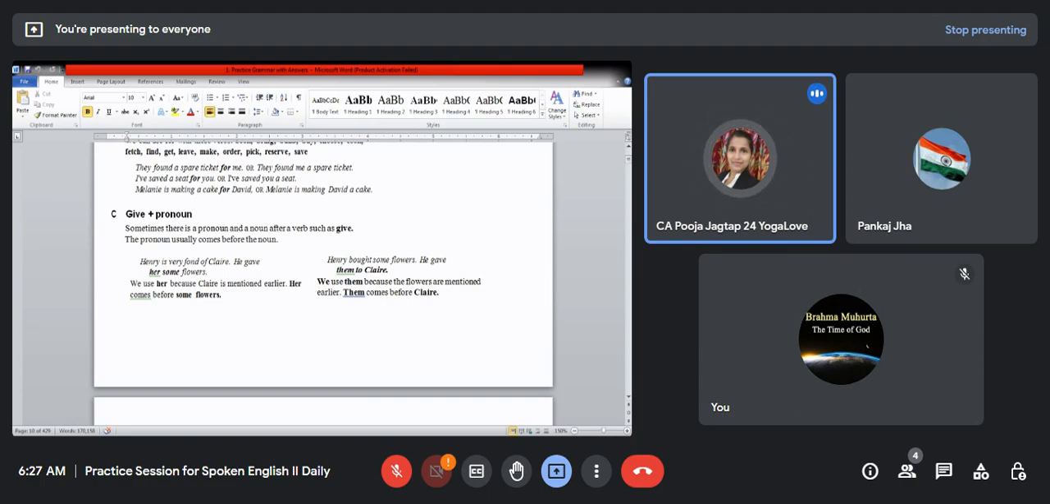Give plus pronoun. Sometimes there is a pronoun and a noun after a verb such as give. The pronoun usually comes before the noun. Henry is very fond of Claire. He gave her some flowers. We use her because Claire is mentioned earlier. Her comes before some flowers. Henry bought some flowers. He gave them to Claire. We use them because the flowers are mentioned earlier. Them comes before Claire.